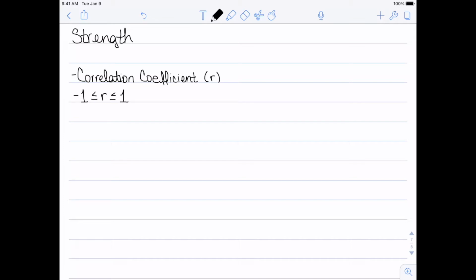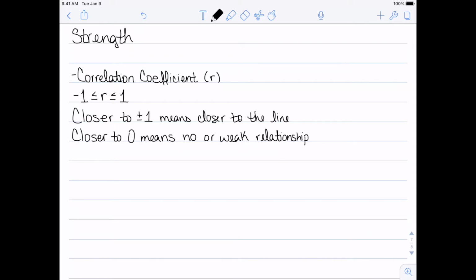So the sign on this, first off, if the correlation coefficient is negative, that means the direction was negative. If the correlation coefficient is positive, the direction was positive. So the sign of the correlation coefficient does tell us the direction of the scatter plot. And the closer this number is to either positive or -1 means the closer it actually is to the line. It's the closest we can actually get to drawing a line. And the closer and closer we are to 0 means that there is actually no relationship or a very, very weak relationship. So let's look at a couple of examples of this, and then we'll actually look at calculating this value.